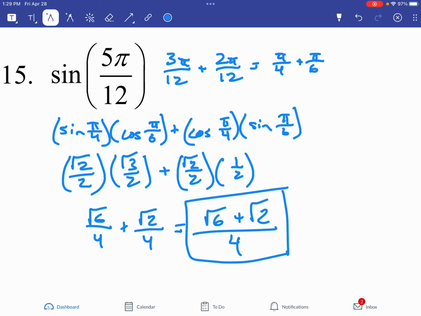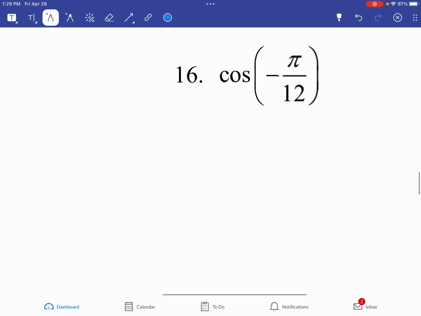Now, just to let you know, everything I've done on the review sheet so far is the same kind of stuff I would do on the test, which is what you should do as well. All right, let's go to question 16.